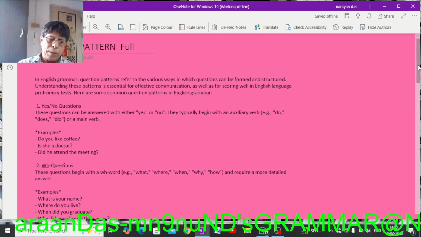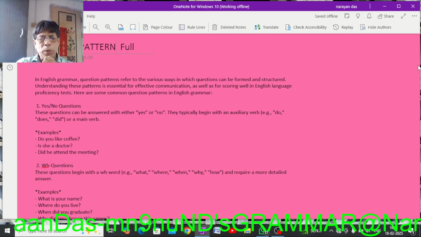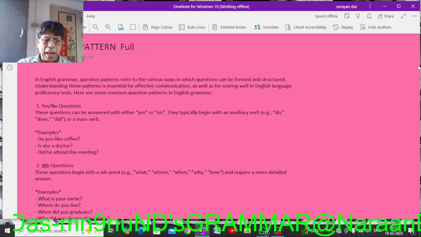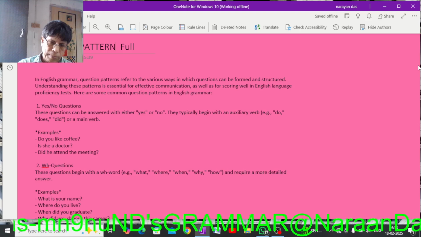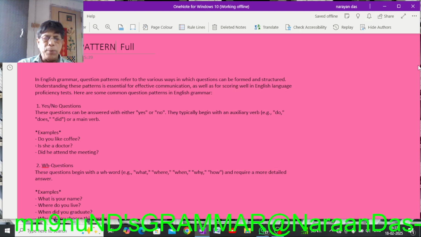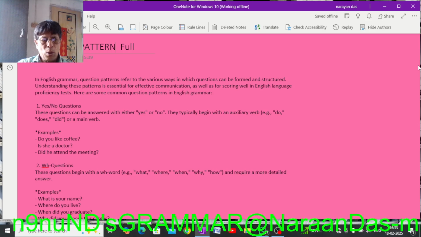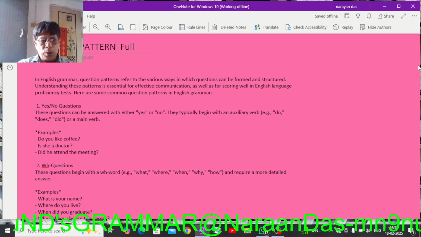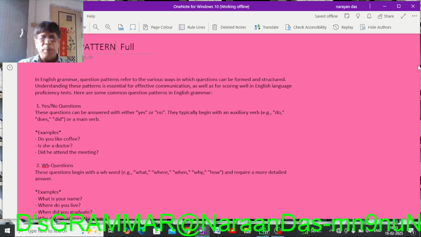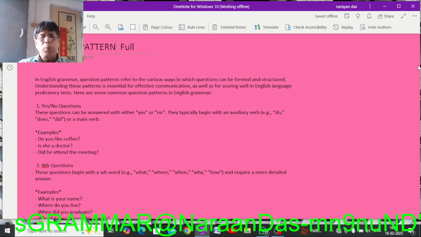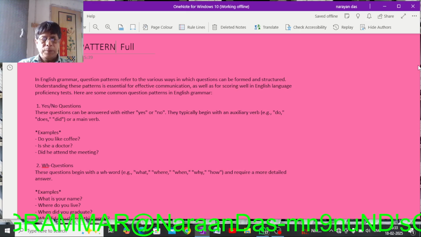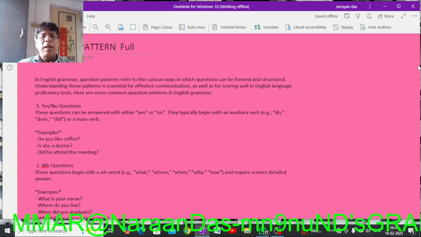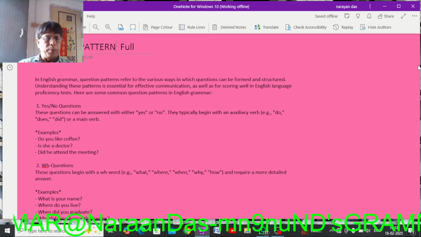At first, we have to remember questions of simple present and simple past. For simple present tense, in order to make an interrogative, we have to use the helping verb or auxiliary verb do or does before the subject. For example, I eat rice. Here the helping verb do will be used before the subject I.